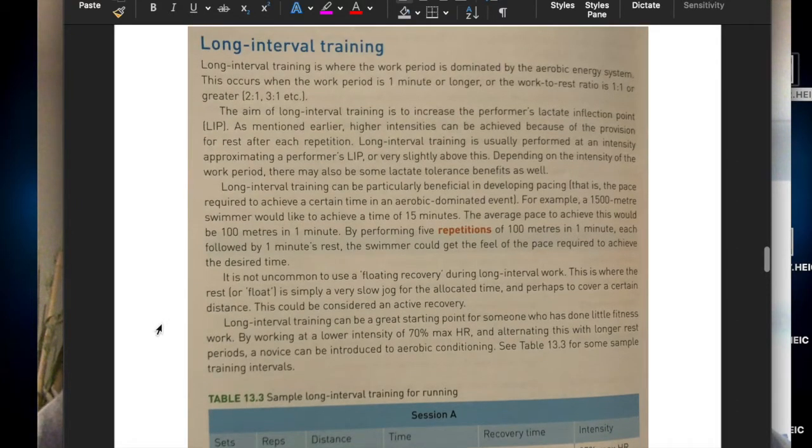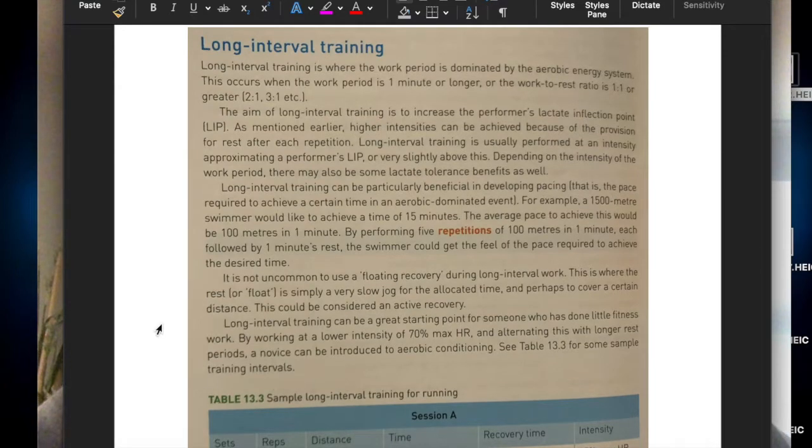Okay, so into the first of the 4 interval training sessions. And the first one is the long interval training. Long interval means that the work period is long. So when we say long, intermediate, short, we're talking about the duration of the work period in comparison to the rest period. So the work to rest ratio is a 1-to-1 or greater.